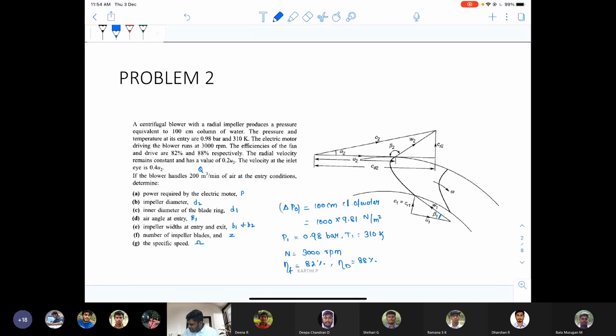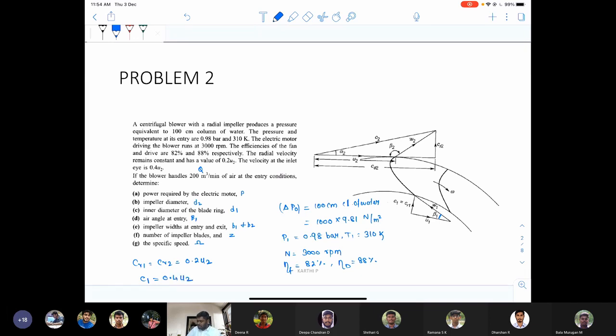The radial velocity remains constant and has a value of 0.2 U2. That means CR1 is equal to CR2, which is equal to 0.2 U2. The velocity at the inlet is given as 0.4 U2, that is C1 is equal to 0.4 U2.